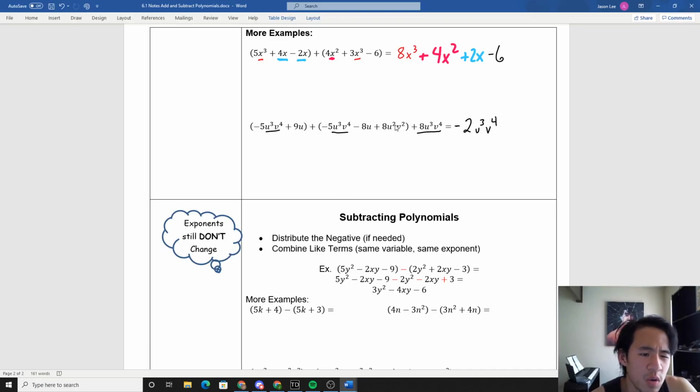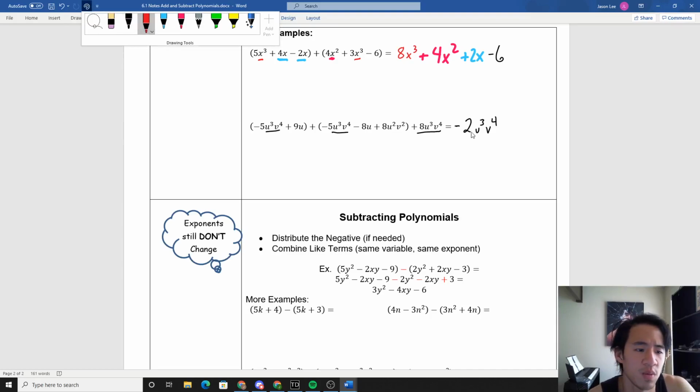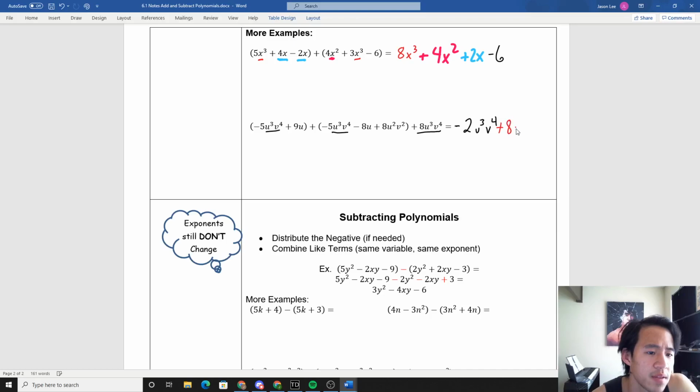So we have u squared v squared here, and it doesn't look like we have anything else with that. So I'm just going to write this one down next. 8u squared v squared. And then it looks like we have u by itself. So 9u minus 8u, that is plus u.